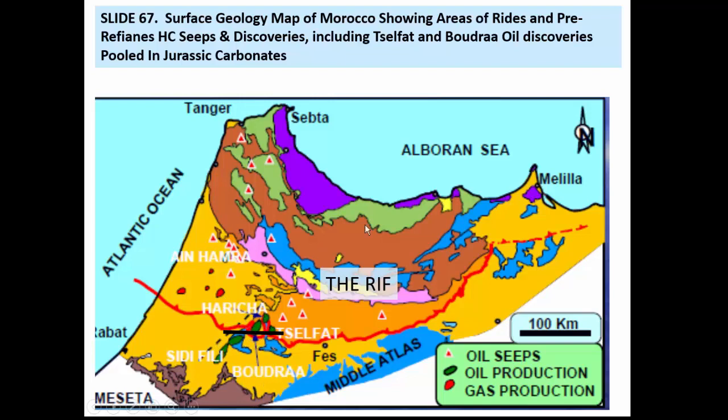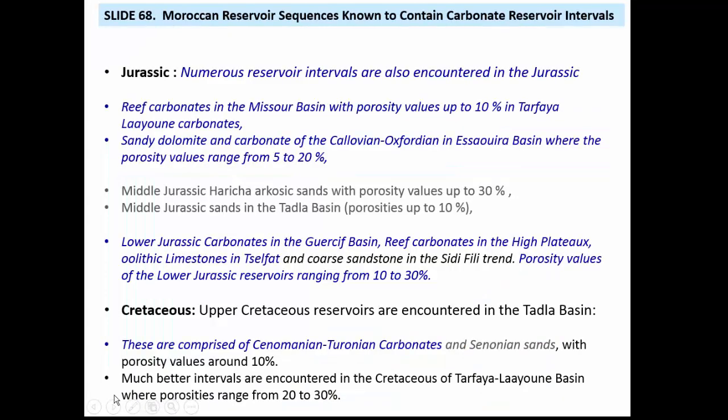Again, the Alboran Sea is over here, the Atlantic Ocean's over here, and this is northern Morocco. Meseta area is down here. We'll look at one cross-section through the Meseta before the presentation's over. These are the Moroccan reservoir systems known to contain carbonate reservoir intervals.